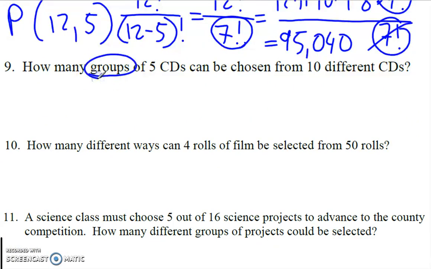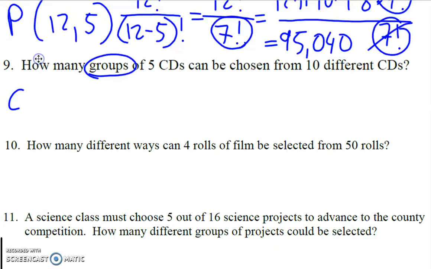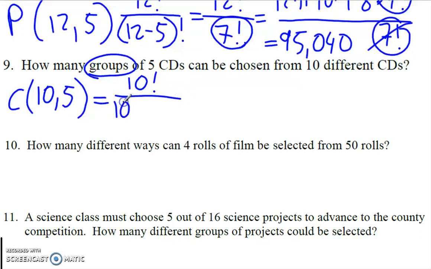Number 9. How many groups of CDs can be chosen from 10 different CDs? Groups are not in an order, so this is a combination. So in a combination, we set it up the same way. We've got 10 and 5. However, in the denominator, 10 minus 5 factorial, we have to include this smaller number.